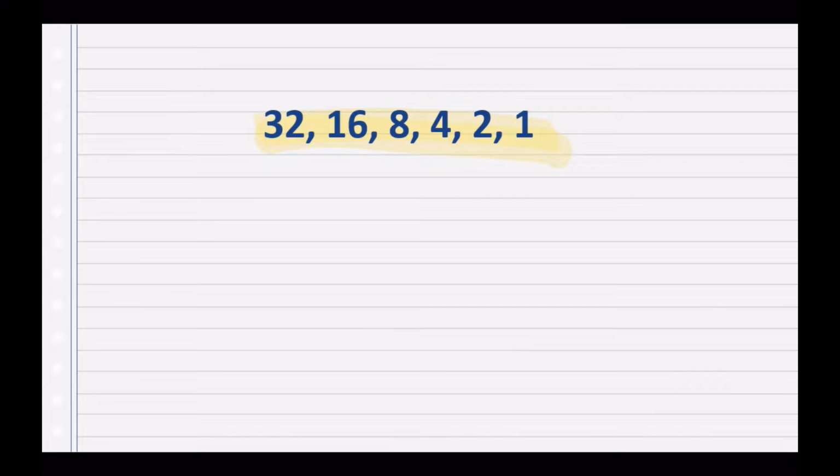So in our sample geometric sequence 32, 16, 8, 4, 2, and 1, our common ratio is 1/2. Because when we divide the term by the term that precedes it, we'll get 1/2. So here we have 16 divided by 32 is equal to 1/2, 8 divided by 16 is equal to 1/2, 4 divided by 8 is equal to 1/2, 2 divided by 4 is equal to 1/2, and 1 divided by 2 is equal to 1/2. So therefore, our common ratio is 1/2.